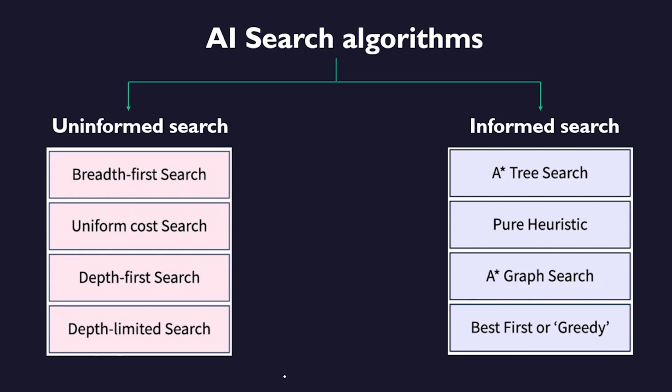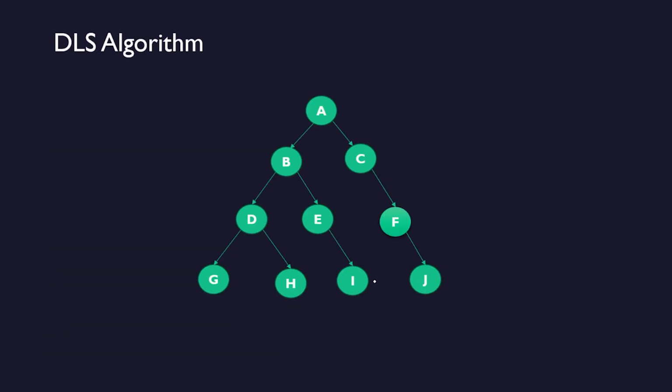In this video, we're going to be looking into depth limited search. This algorithm is very similar to the depth first search algorithm. So let's take a look at this with an example. Like all algorithms, you have to define a source node and a goal node. Here I've taken A as my source node and F as my goal node.